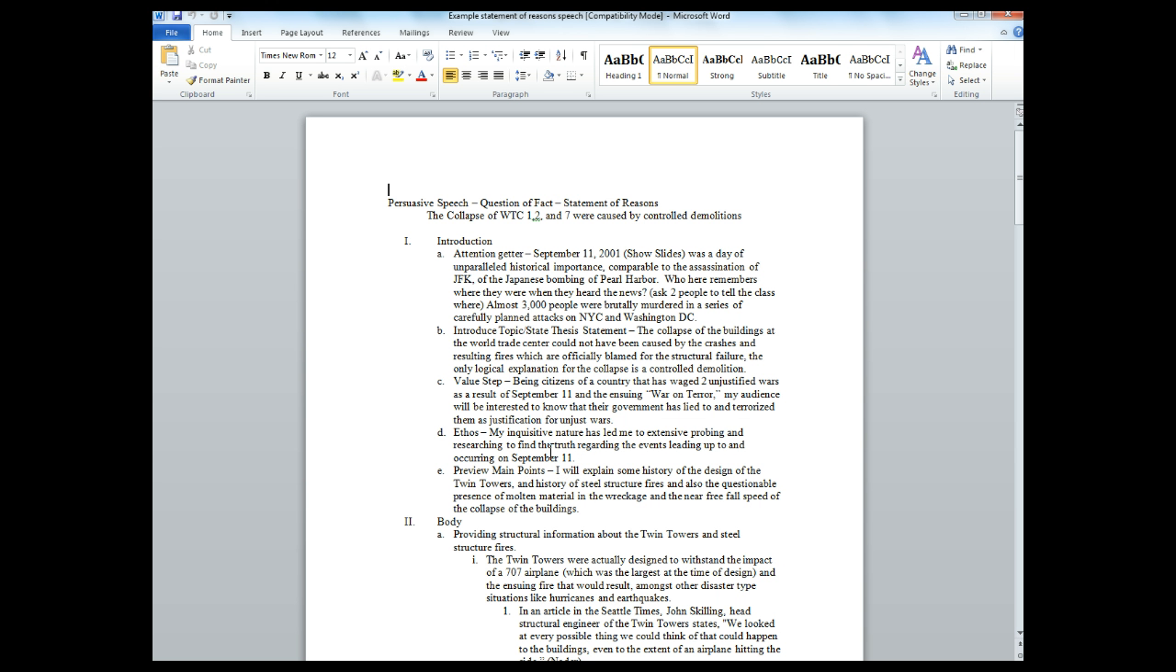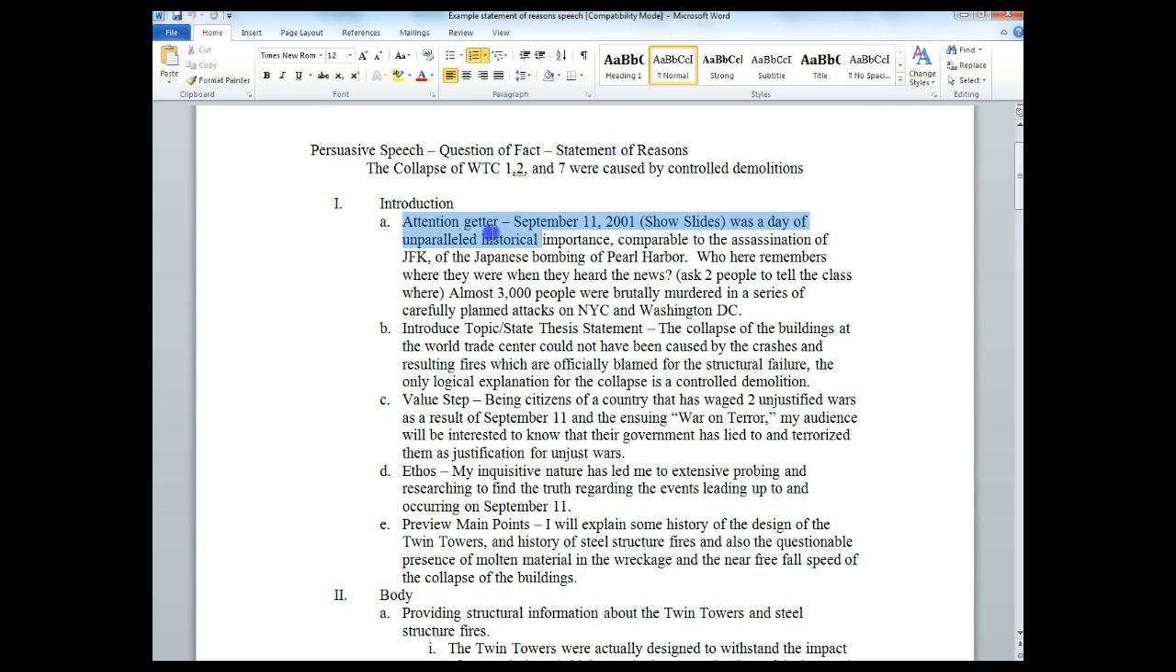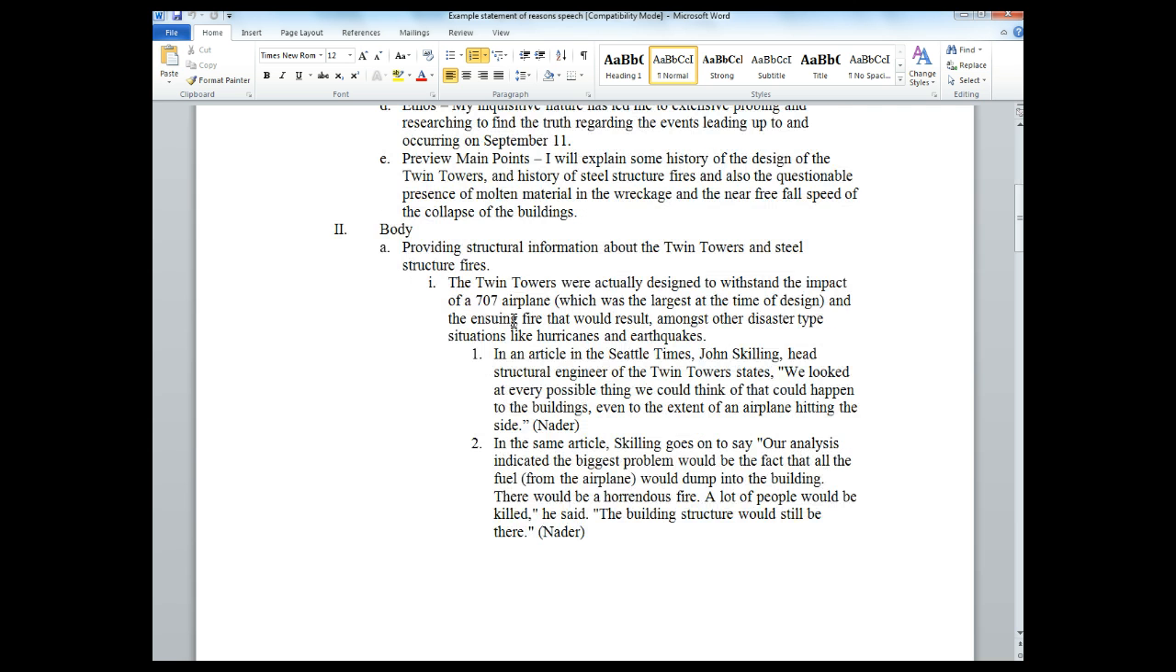Let's look at an example of that to see how it functions in an outline. This particular one is talking about September 11th, so this is more of a conspiracy theory topic, which is really common for question of fact. First thing I want to point out, the introduction is not going to change. If you'll notice here, we have the same steps, right? Your attention getter, so he starts with some pictures, you have your thesis statement, your value step, your ethos, and your preview. So the introduction's not going to change. It's when we get to the body of the speech that it does.